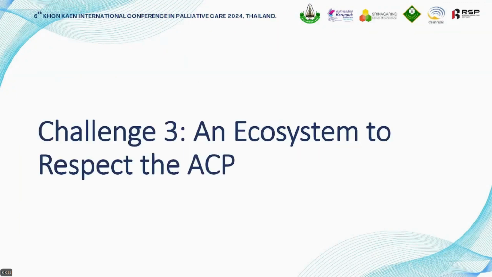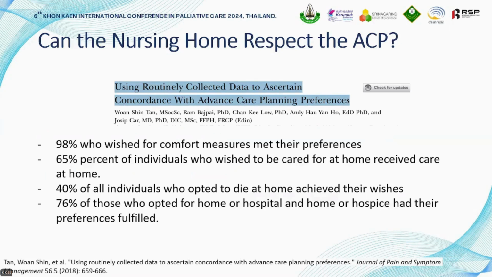Lastly, we need an ecosystem to respect the ACP. What I mean by this, this is a study in Singapore. Even with doing advanced care planning in nursing homes, not all the advanced care plans or the decisions on the advanced care plans are respected. And one of the reasons is this: you can do an advanced care plan for a resident in the nursing home to choose to be comfortable and to remain in the nursing home, to die in the nursing home, but when the resident runs into crisis, there is no palliative care support for that patient in the nursing home, and the resident is going to end up in the hospital. And so we need to create a model of care such that the nursing homes can respect the ACPs that are done by the residents.